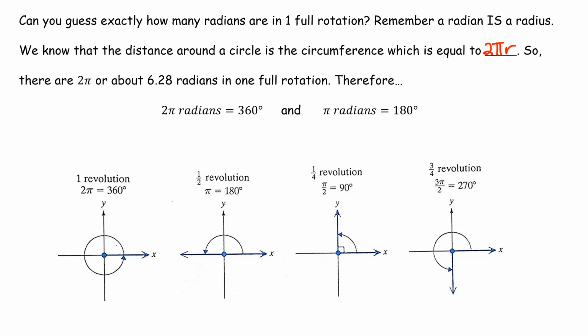So 1 revolution, 2 pi radians; 1/2 revolution, pi radians; 1/4 of a revolution, 90 degrees, is pi over 2 radians, and 3/4 of a revolution is 3 pi over 2, or 270 degrees. So you can change radians to degrees just by knowing that 1 full rotation is 360.